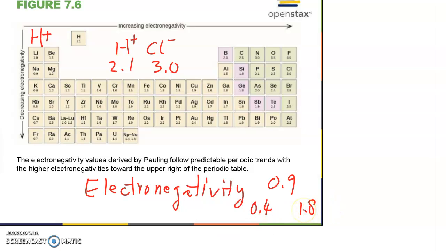How about silicon and phosphorus? Silicon is 1.8, and phosphorus is 2.1. So the difference is 0.3. So 0.3 is less than 0.4, and therefore this bond over here is a pure covalent bond.